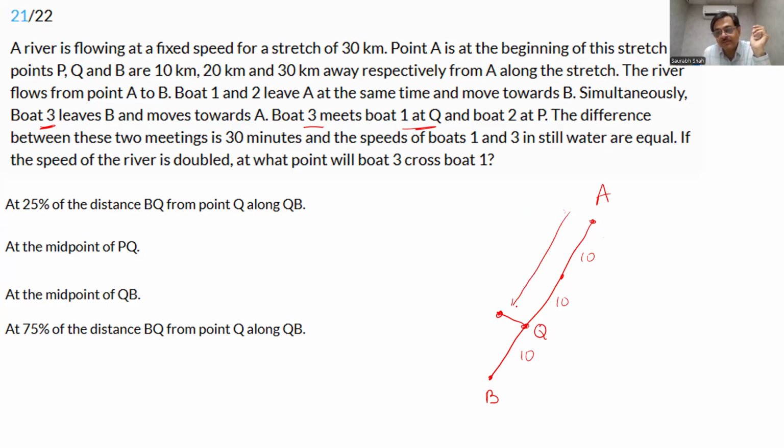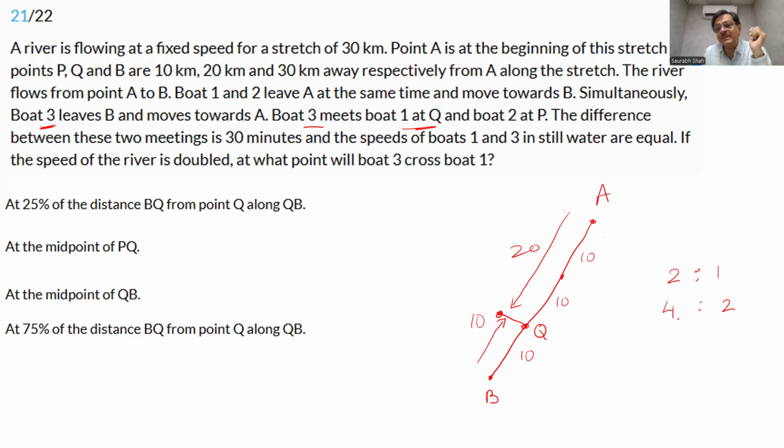Boat 1 moves downward by 20 kilometers. Boat 3 moves upward by 10 kilometers, and they have met. The distances traveled are in the ratio 2:1. 10, 20, 10. This is 20 kilometers. This is 10 kilometers. So 2:1. Let's write it as 4:2. And you'll see why.